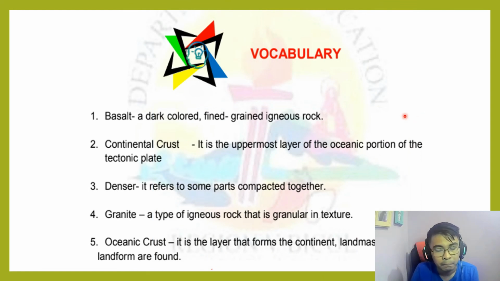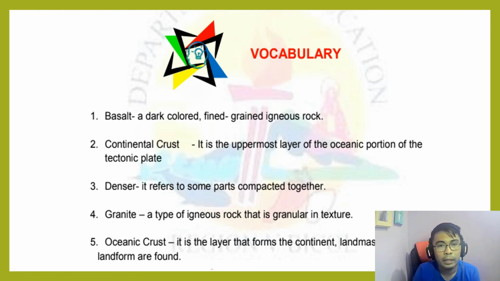And then, okay, just to summarize, ito po yung mga terms na kailangan yung maintindihan. Okay, basalt, continental crust, denser, granite, oceanic crust. And these terms are found in your module po. They are repeatedly mentioned po. So, balikan lang po yung mga meaning nito para ma-retain or meron kayong retention in terms of this specific topic. You can also write them down if you have notebooks.